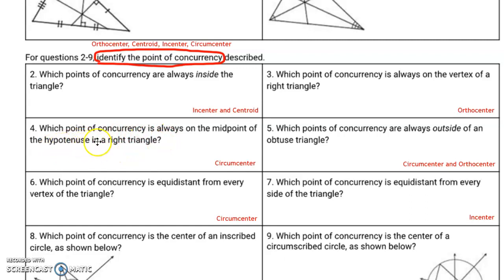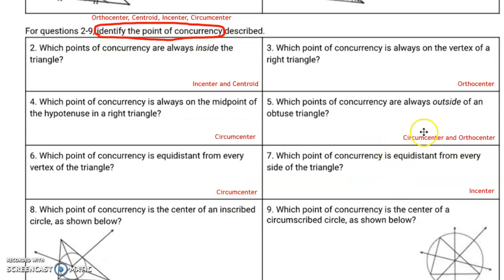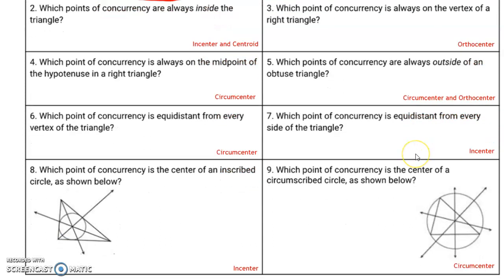Always on the midpoint of the hypotenuse in a right triangle. Well, if it's on the hypotenuse in a right triangle, that's going to be the circumcenter. That was in the pictures from before. And outside of an obtuse triangle, you should remember outside: orthocenter, and outside is also going to be circumcenter, the perpendicular bisector intersection. There's a lot of vocabulary here. This is just something that you need to keep track of.